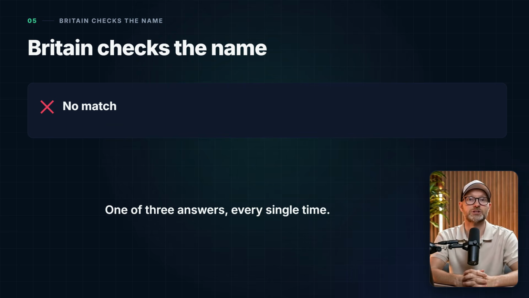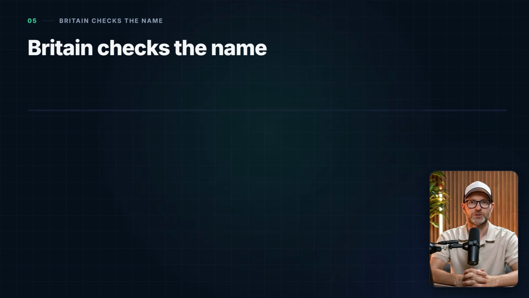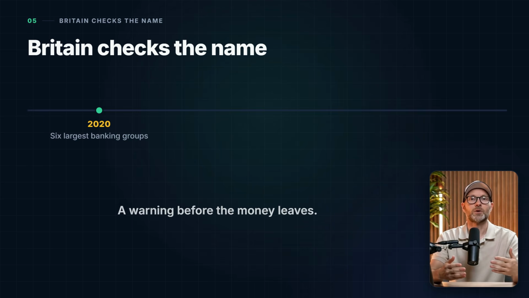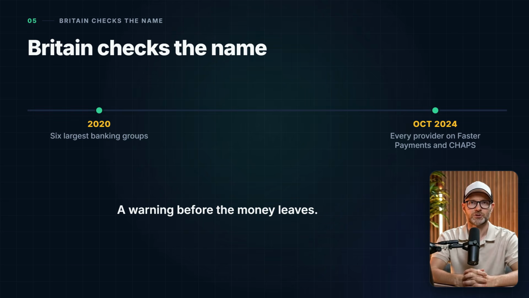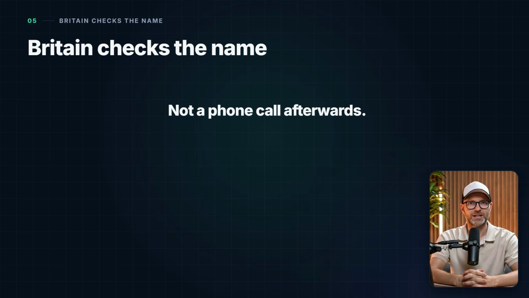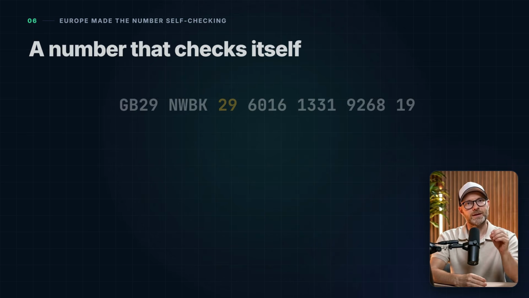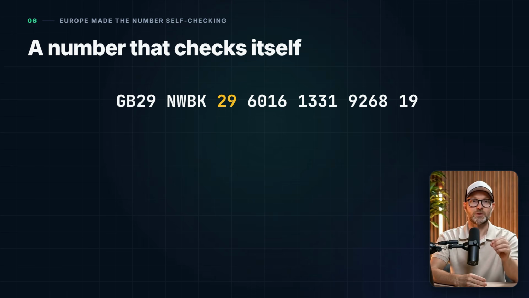The 6 largest British banking groups had to offer it from 2020. By October 2024, the requirement covered essentially every provider handling Faster Payments and CHAPS. So a British person mistyping an account number today usually gets a warning before the money leaves, instead of a phone call afterwards. Europe attacked the same problem from the other end. Rather than check the name, it made the number check itself.